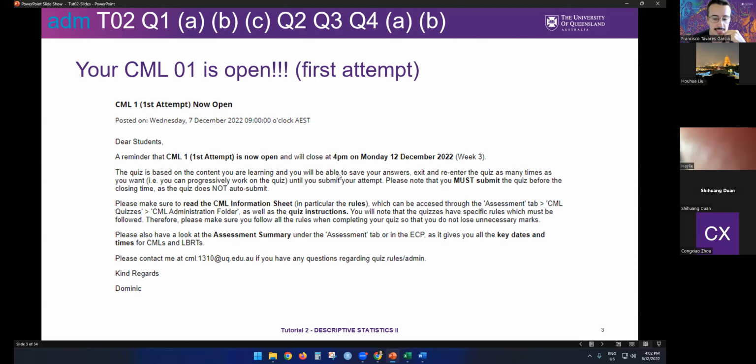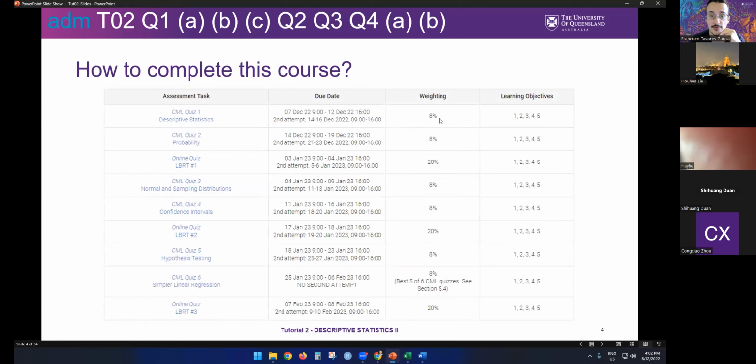This CML will contribute 8% of your grade. After you do this one, if you're not happy with your grade, you have a chance to do a second attempt. It probably won't be the same questions. There's a chance that one question is repeated because it's all random, but probably they will be different questions. We will consider your highest score, so we strongly recommend you do both attempts and see the best, unless you get 100% on the first one, then you're fine. You're probably not improving from that. But that's how it works.